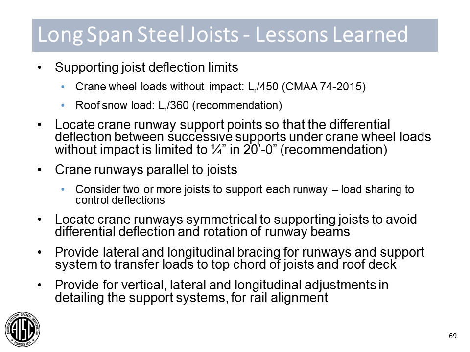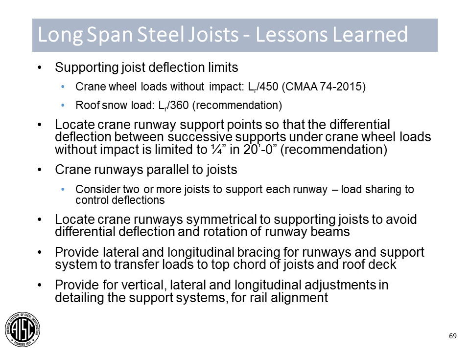Some lessons learned from long span steel joist construction. You have a vertical deflection criteria due to the crane wheel loads of L/450. In order to accommodate that, you probably are going to need to limit your roof snow load deflection to L/360, which is substantially tighter tolerance than what IBC recommends. You also want to look at your crane runway supports so that the differential deflection between successive points under the crane wheel loads is limited to 1/4 inch in 20 feet. This actually is derived from those CMAA installation tolerances.